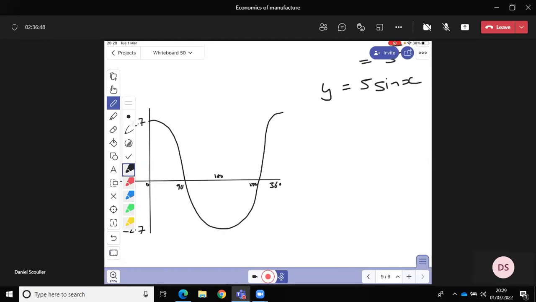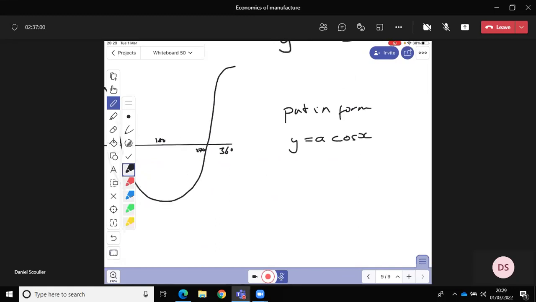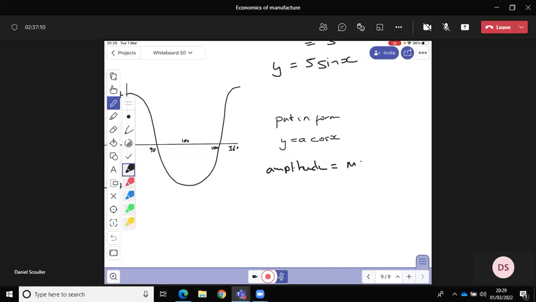Okay, so I'd ask you to put it in the form y equals a cos x. Okay, again, your amplitude is what you're missing here. So your max to min over 2. Okay, so it's 5.4 divided by 2, 2.7.